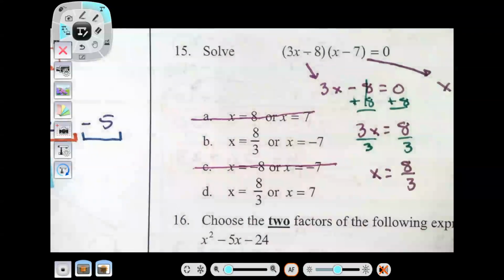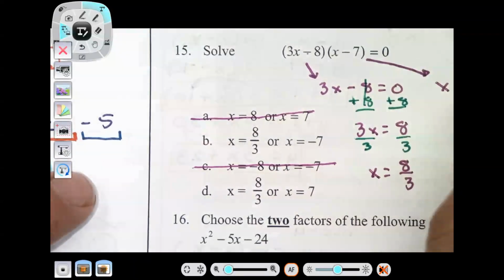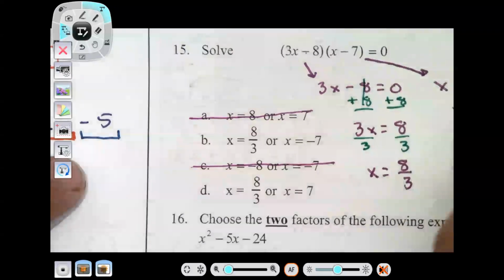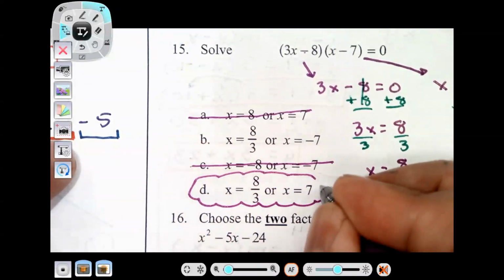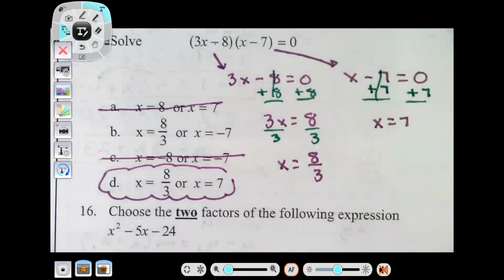So let's see what this one's going to be. How do we get rid of a minus 7? Well, we add 7. So x is equal to 7. And there we go. We got our answer. It's the only one that matches with a positive 7. So again, you just have to be very careful. Sorry, you can see that there. So you have to be very careful when choosing your answers.